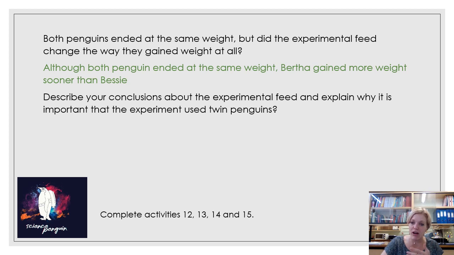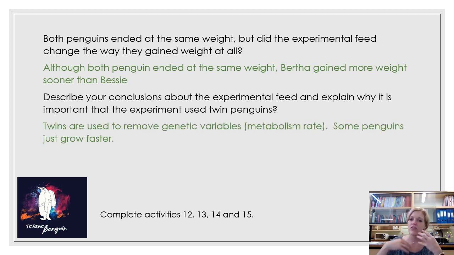So what I want you to write here, and once again, guys, if you have any questions, please message me. I'm available as long as it's reasonable. I am there for you. The twins are used to remove the genetic variable, which is your confounding variable. You can write that in.